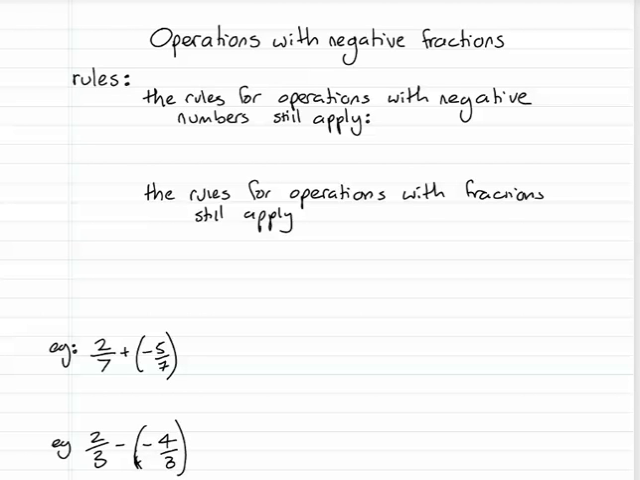Operations with negative fractions. Now the rules, we actually already know the rules. The rules for negative numbers still apply. So when I'm adding and subtracting, plus a minus or minus a positive, both of those together would just make a minus. Minus a minus right next to each other just makes a plus.